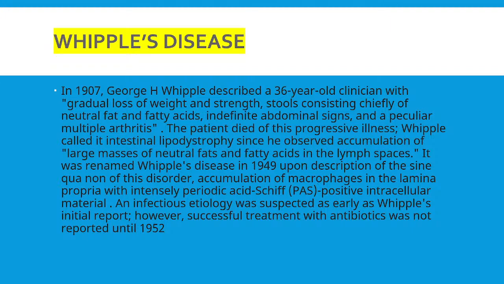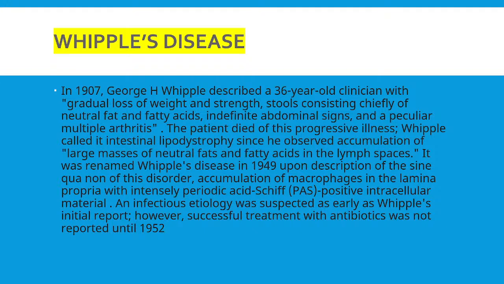So, what is the history behind Whipple's disease? In 1907, George H. Whipple described a 36-year-old clinician with a gradual loss of weight and strength, stools consisting chiefly of neutral fat and fatty acids, the indefinite abdominal signs, and a peculiar multiple arthritis. The patient died of this progressive illness.